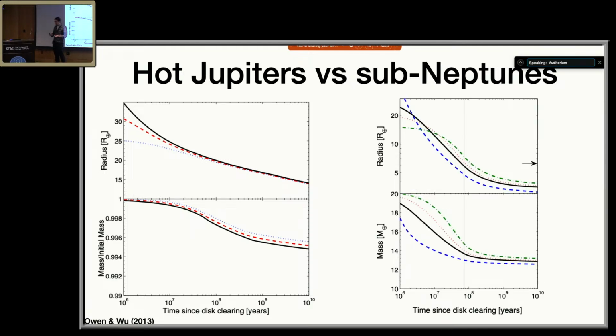Whereas for these more common, smaller and less massive sub-Neptune and super-Earth-style planets, you can strongly affect their evolution. And you can see, again, most of the action is happening within the first few tens of millions of years of the planet's and star's lifetime because of the bright UV emission.